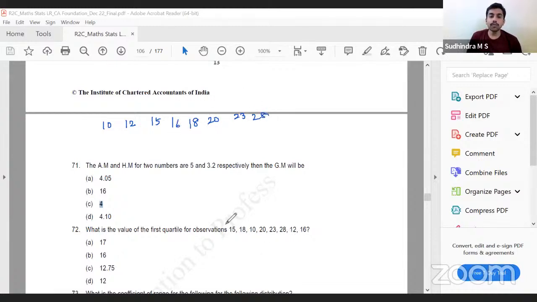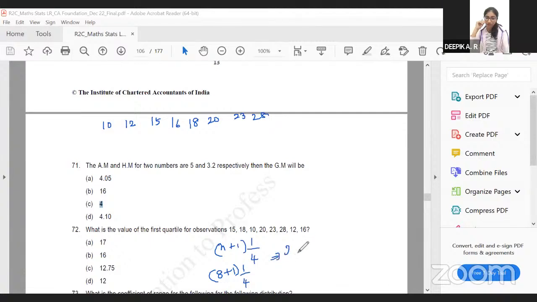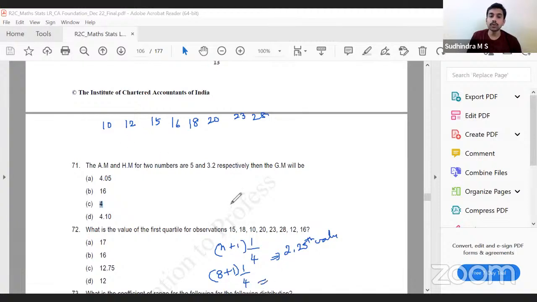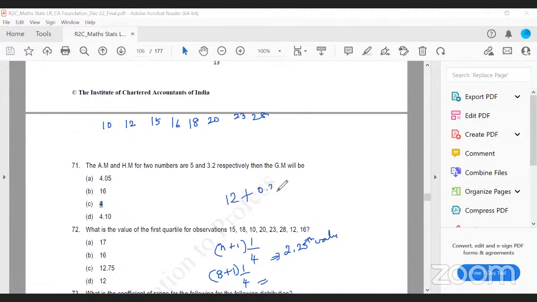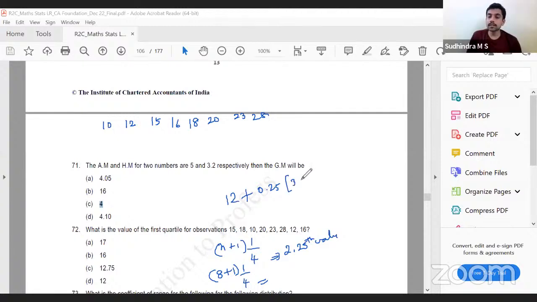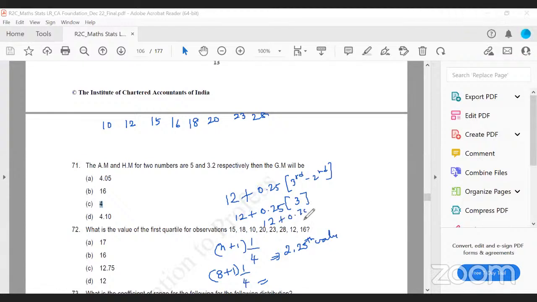So we want Q1, that is (n plus 1) into 1 by 4. Now n is 8. 8 plus 1 into 1 by 4, 9 by 4 is 2.25. Correct. That is the second value, which is 12, plus 0.25 into (third minus second). 15 minus 12 is 3. 3 into 0.25 is 0.75, which gives 12.75.